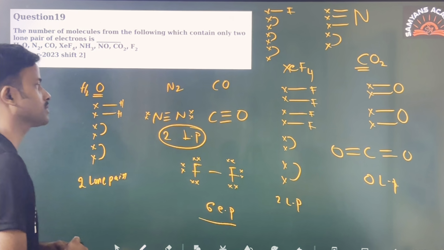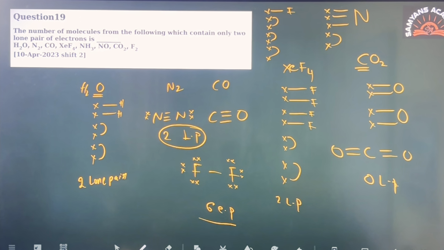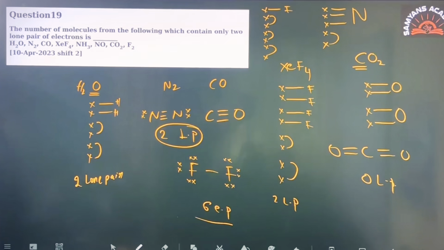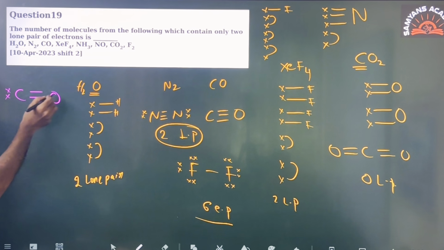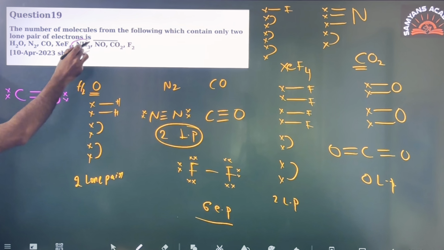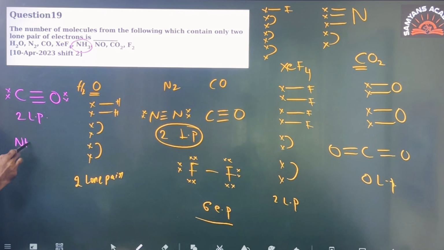Two lone pairs. Next one, carbon monoxide, you see. Carbon belongs to which group? Carbon monoxide has two lone pairs. Already you know that ammonia is in a pyramidal shape. NH3, you see here.